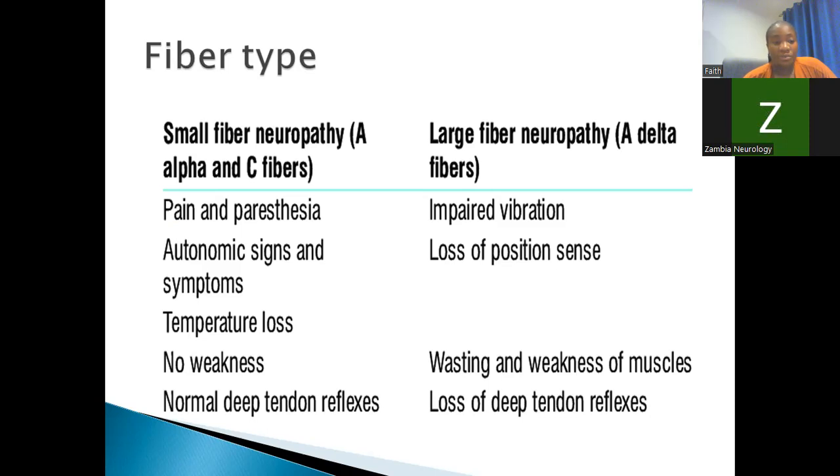Of note, for the small fiber neuropathy, you have pain and paresthesias. You also have autonomic signs and symptoms. Remember, in our preamble, we mentioned that the autonomic nerves are the smallest fiber type in the peripheral nervous system. Other features are temperature loss. There may not be any particular weakness, and tendon reflexes tend to be normal. While for the large fiber neuropathy, you have impairment of vibration as well as proprioception. The common feature is that there's also wasting and weakness of muscles with loss of deep tendon reflexes.